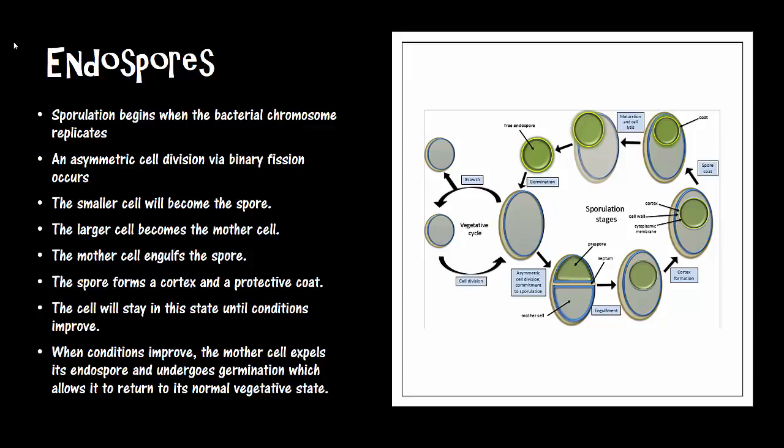The cell will stay in this endospore state until environmental conditions improve. When conditions improve, the mother cell expels the endospore and undergoes germination, which allows it to return to its normal vegetative state.